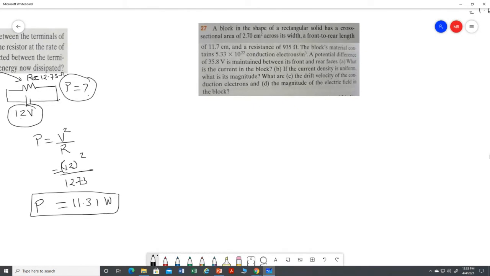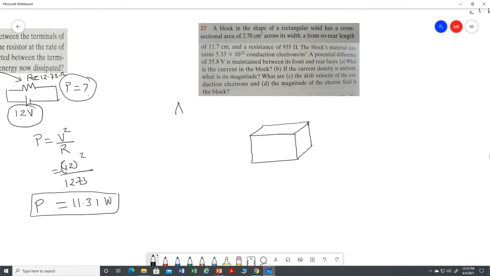Okay, let's read what is given. A block in the shape of a rectangular solid, cross-sectional area of 2.7 centimeters square. That means you have a rectangular block, so I can first draw the rectangular block. So this is the shape of the rectangle. That means I have to draw this type of diagram.